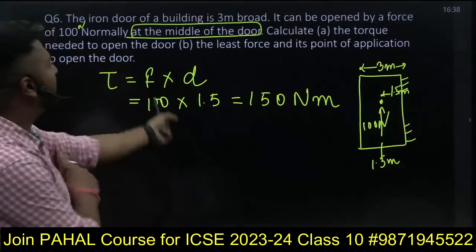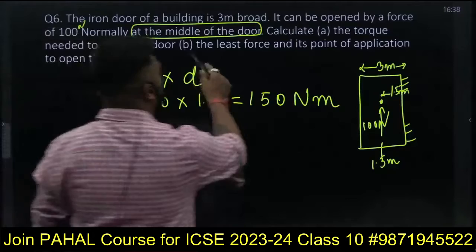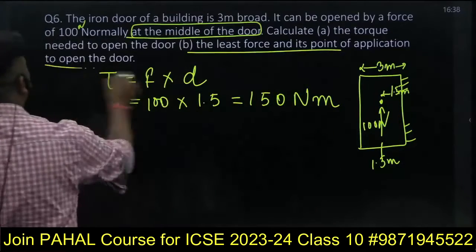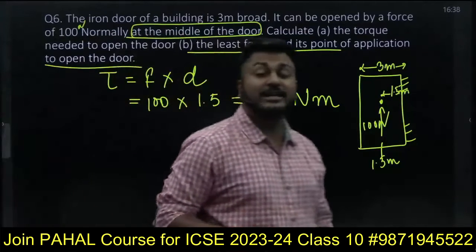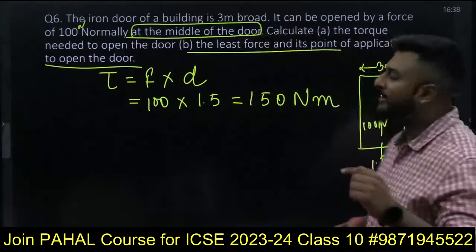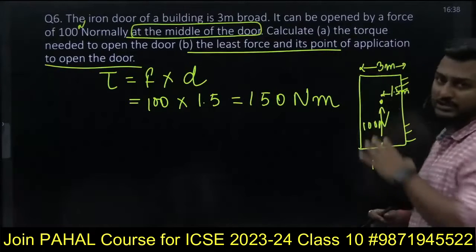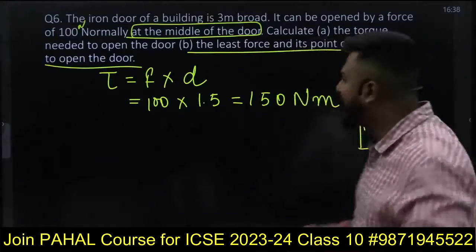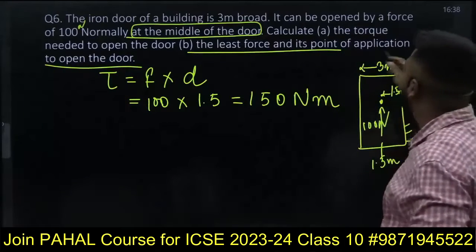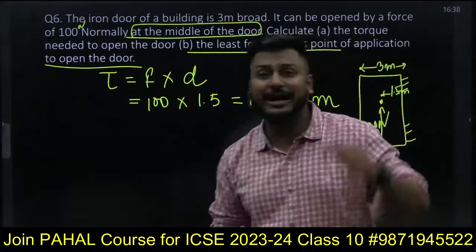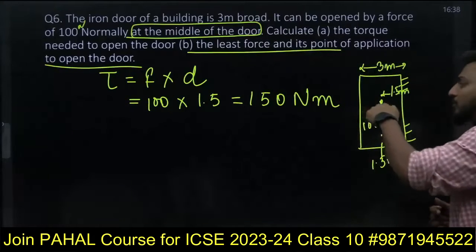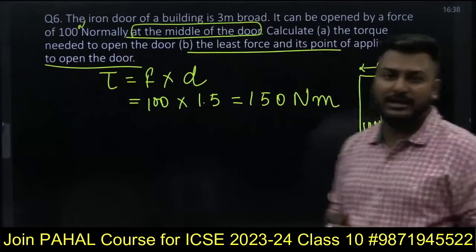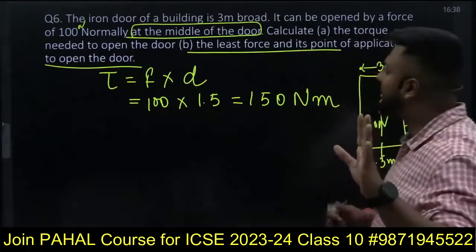The second part says: the least force and its point of application to open the door. Now they are asking that if we open the door with the minimum force, then what should be the least force? That is the first part. And the second part is the point of application. From where should we push this door so that we have to apply the minimum force? Is this clear? So this is the question.